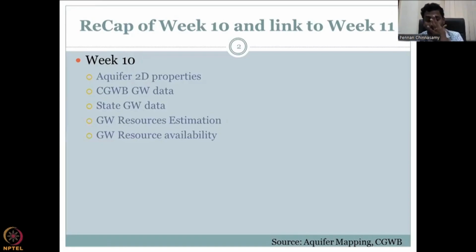Then we looked at state groundwater resources also from the same WRIS website. We also looked at groundwater resource estimation where a groundwater budget is made. I would recommend that if you are starting a study, you should take this groundwater resource estimation and do budgets to create a need statement.